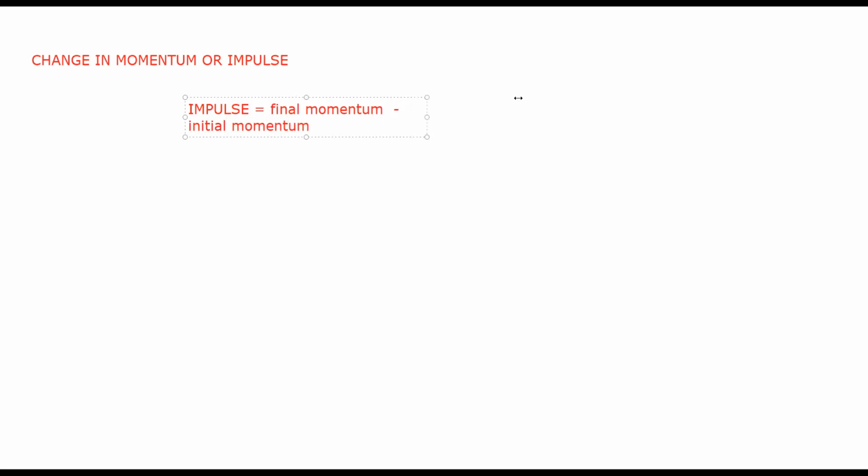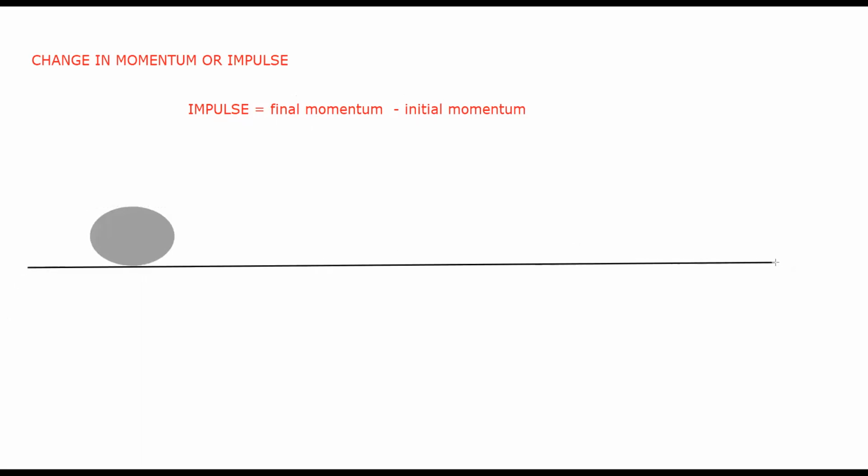When we subtract the two momentums, the final momentum minus the initial momentum, we get another quantity and we call that impulse. So for example, an object is moving on a horizontal surface and the mass of this object is 3 kilogram. It is moving with a speed of 40 meter per second.